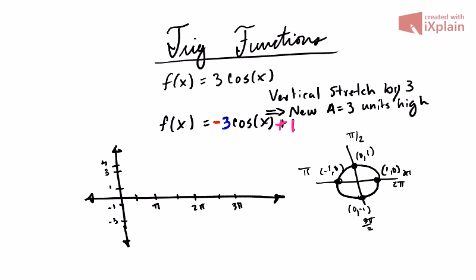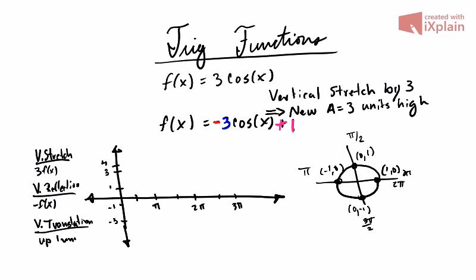So first things first, you can write down what goes on. It has a vertical stretch, and it vertically stretches by 3. It also has a vertical reflection, because it's got 3 times f(x), and then the vertical reflection has negative times f(x). And then it also has the vertical translation up 1 unit. Okay, so that is what's going to be shown first. But the first thing we're going to draw is just cosine x.